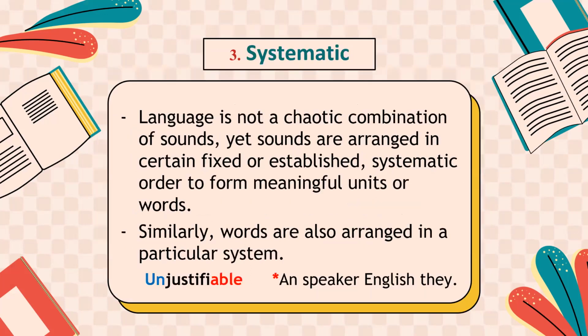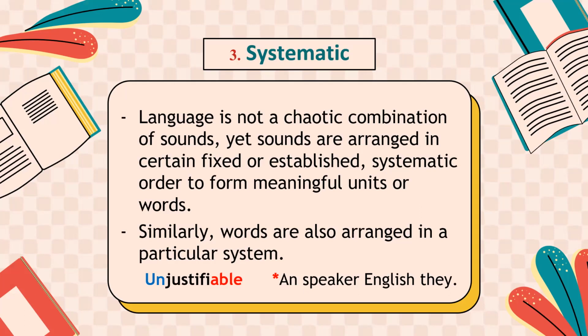Systematic: when we say language is also systematic, we mean grammar, because language is not chaotic. It is a combination of sounds, yet sounds are arranged in a certain fixed or established systematic order to form meaningful units or words. Similarly, words are also arranged in a particular system.